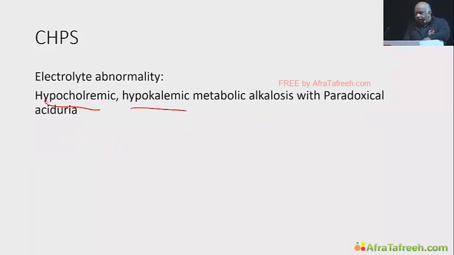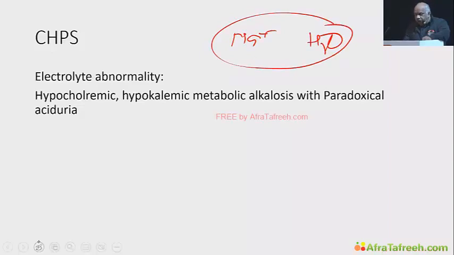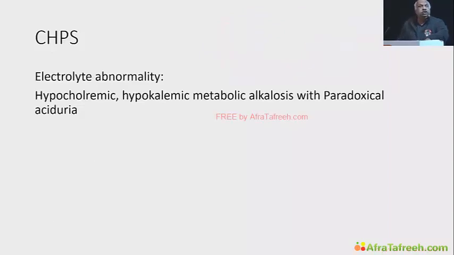Hypochloremic, hypokalemic alkalosis, and aciduria. I have a question for you. Why aciduria? The reason is aldosterone. The sodium is lost, water is lost, and hyponatremia and dehydration stimulate aldosterone from the zona glomerulosa of the adrenal. And what is the job of aldosterone? I'm sure you know. Absorption of sodium and water, excretion of potassium, hydrogen, and magnesium.